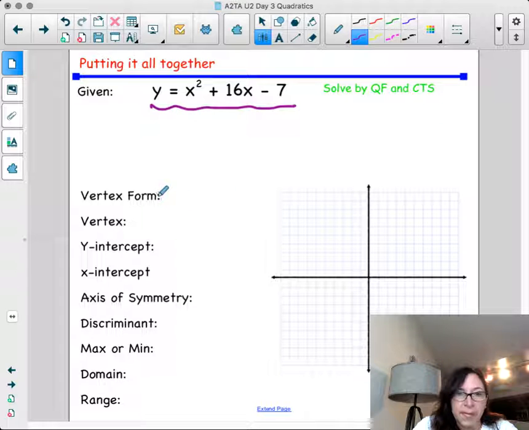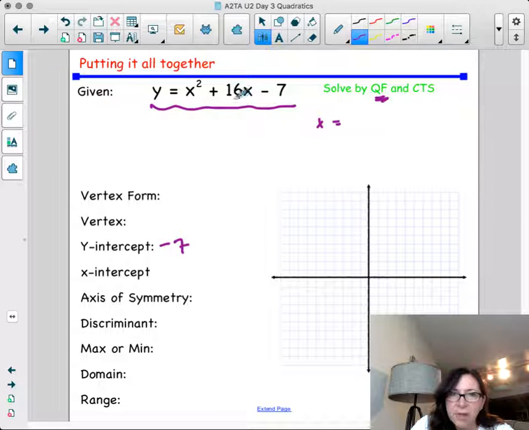I want it in vertex form, so I need to complete the square. I need to find the vertex. We know the y-intercept is negative 7 right off the bat. That's pretty simple. For the x-intercepts, I'm going to have to set that equal to 0. It's not going to factor. So we haven't used the quadratic formula, and it does say use the quadratic formula. So let's find the x-intercepts by doing that.